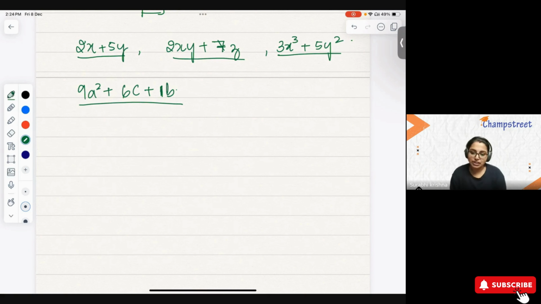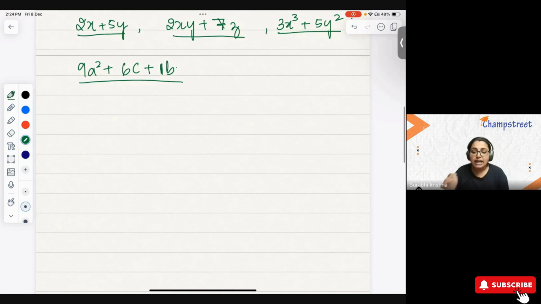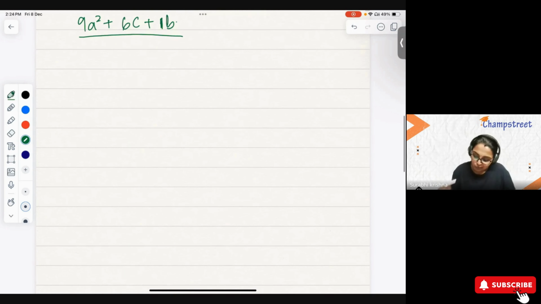Now we are going to learn how the polynomials are classified, right? They are classified based on two criteria. One is based on the number of terms, and the other one is based on the power of the variable or power of each term. So since polynomial is nothing but many terms, we are going to use this term a lot. Okay, so please bear with me.